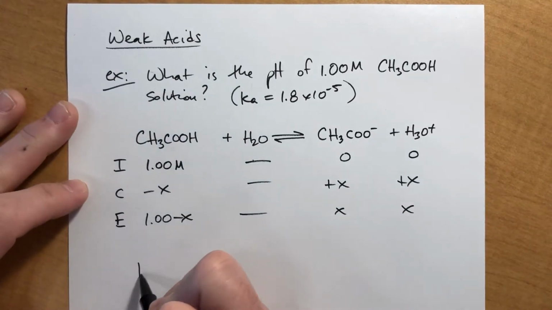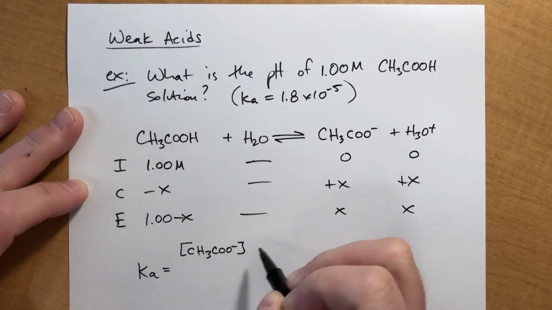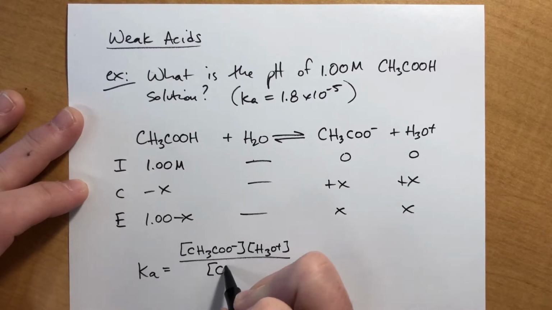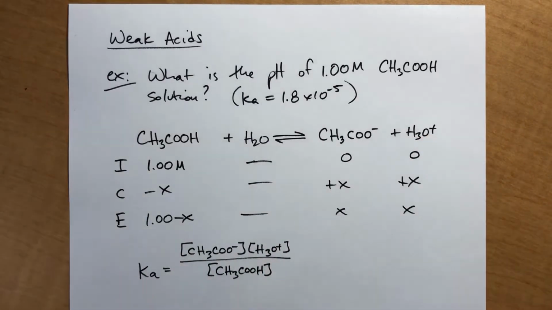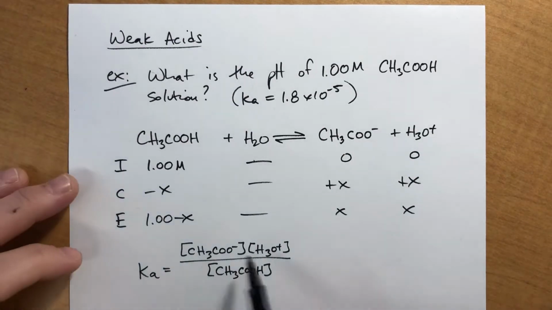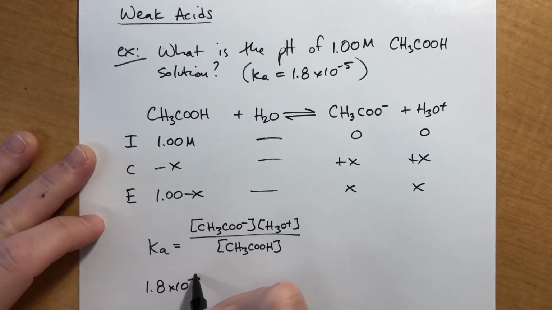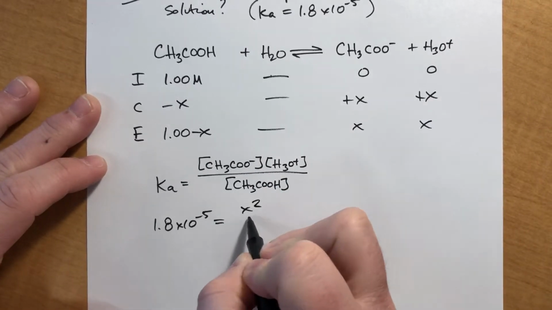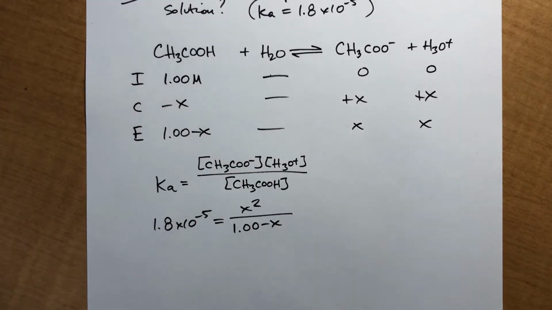For this equation, Ka is products over reactants: the concentration of H3O plus times the concentration of the conjugate base, divided by the concentration of CH3COOH, and we can ignore the water because it is a liquid. This is only true at equilibrium, so here are the equilibrium conditions. Ka is 1.8 times 10 to the negative fifth, and these are both x, so I'm just going to write it as x squared, divided by 1.00 minus x.